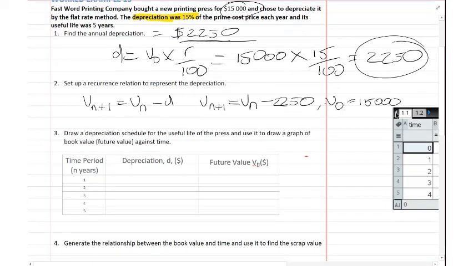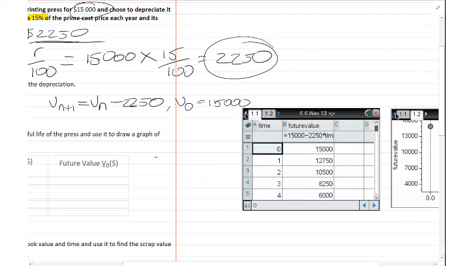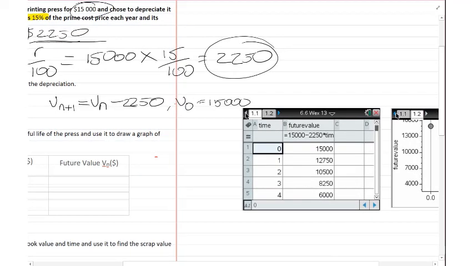Now you've got to draw a depreciation schedule for the useful life of the press and use it to draw a graph of the book value. I haven't got it up on the calculator this time, but I'm going to show you how you can do that, and you've seen this before. You set up time and then future value, and you could put FV there if you wanted to. Then you write 15,000. That's your V0. Your 2250 is your D, and your time is your N.